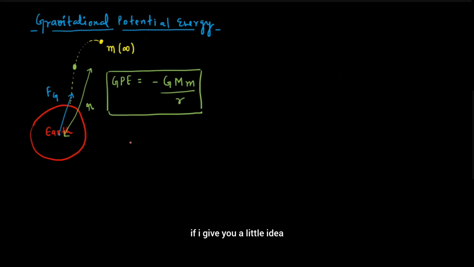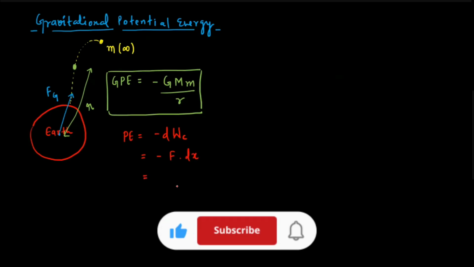If I give you a little idea of how we got to this equation, I would simply say that it is the work done by conservative force. Conservative force in this case is going to be the gravitational force times some small displacement dx.